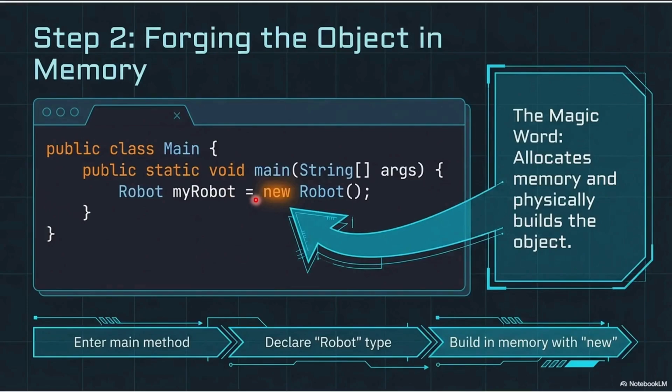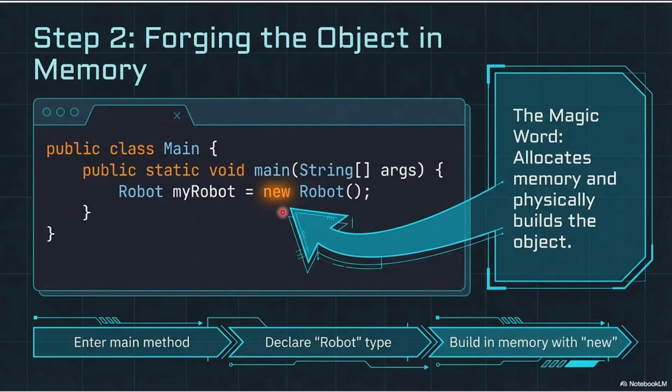And then we say equal to, that is the assignment operator, new Robot. This new is very important. It helps to assign the memory location. The magic word allocates memory and physically builds the object. This new keyword builds the object. So what is the new keyword? It helps to build the object. It helps to create the object.